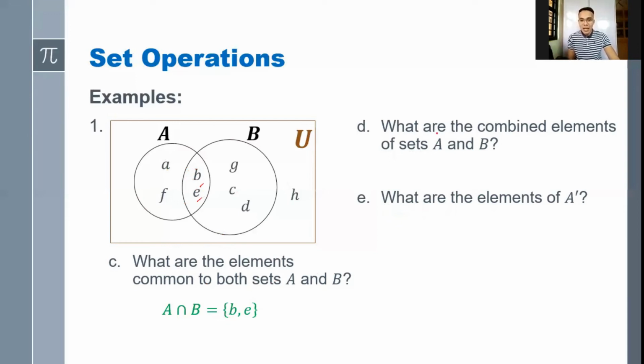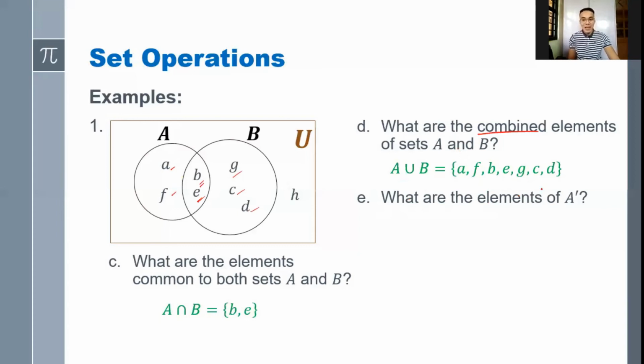And for letter D, what are the combined elements of sets A and B? You're looking for the combined elements, meaning to say you're looking for the intersection of set A and set B. I'm sorry, not the intersection. You're looking for the union of set A and set B. Okay? And what's the union of set A and set B? We have to list down all the elements you see inside circle A or in circle B. So we have here A, F, B, E, G, C, D. These are the combined elements of set A and set B.